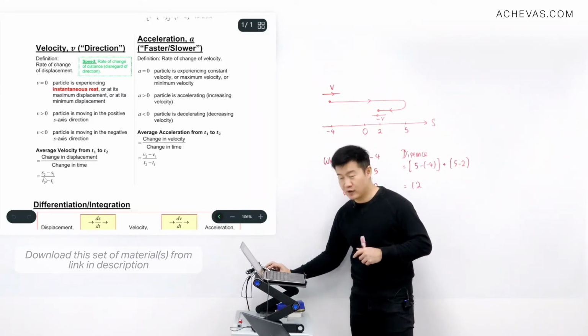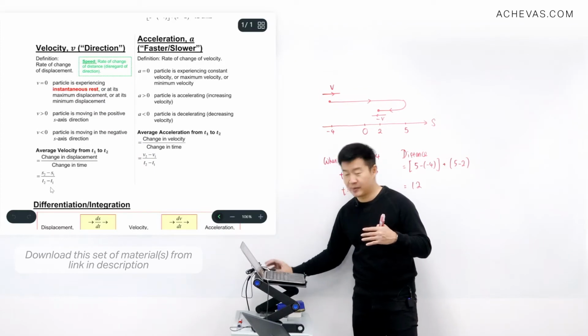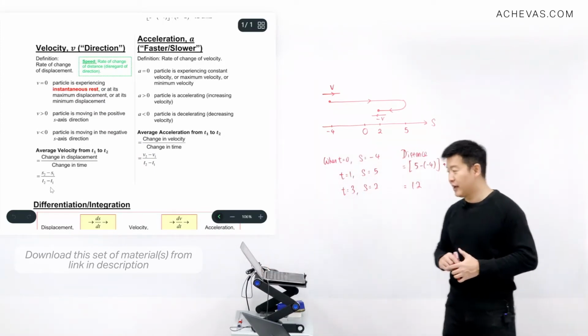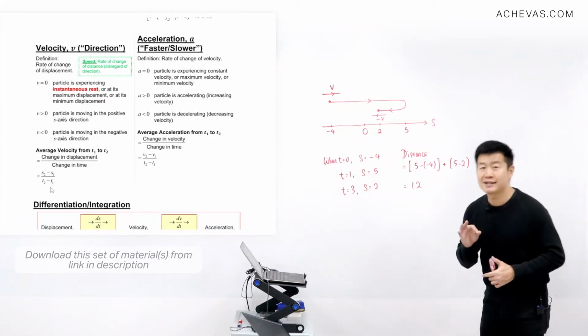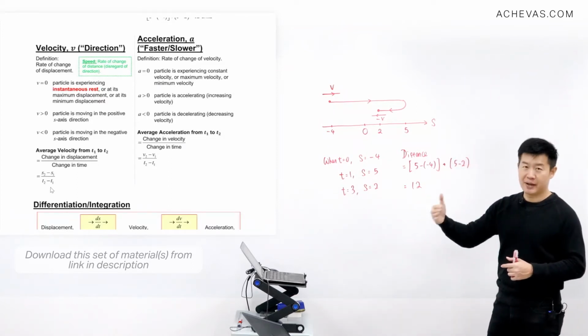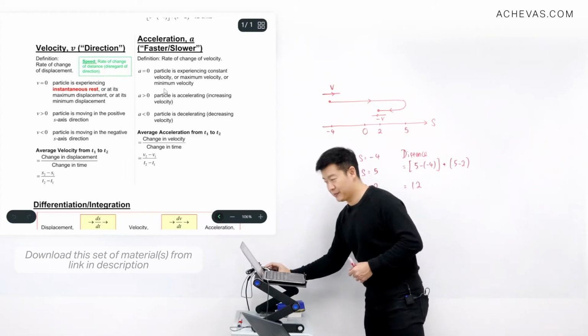Then take S2, let's say S2 is going to be the displacement at T2, minus S1, which is the displacement at T1, then divided by T2 minus T1. This will give you the average velocity. One last concept about the motion of a particle will be acceleration.